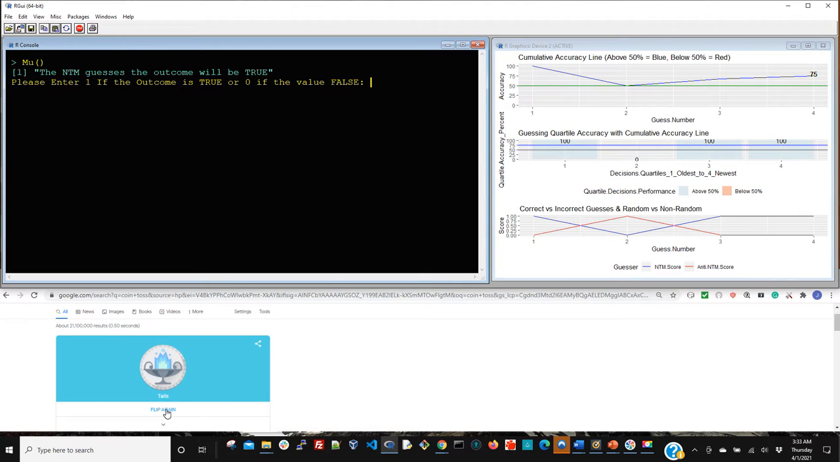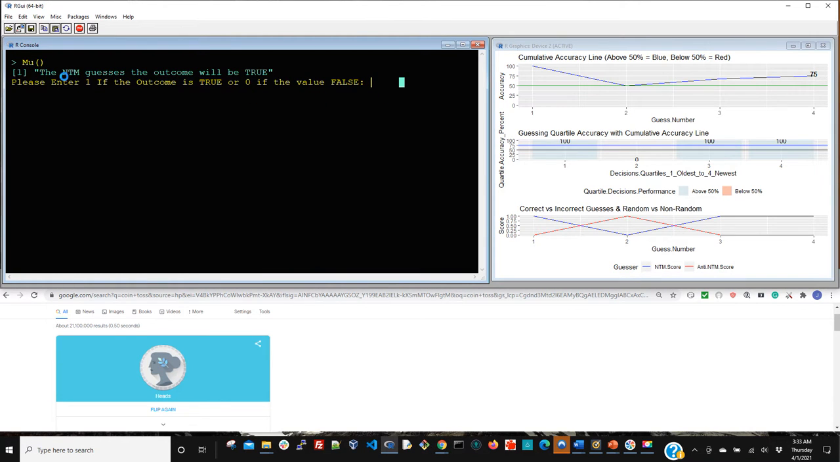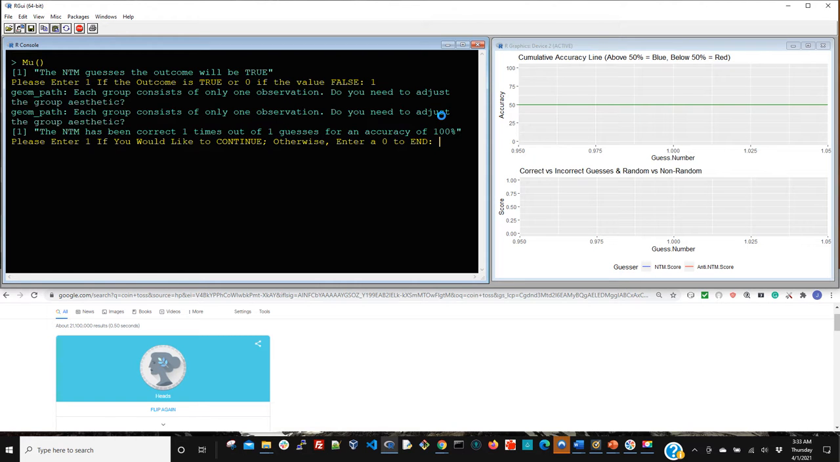So we're going to go ahead and flip, and it comes up heads. So the computer was right, and we tell it that it was heads by putting in a 1. That comes up, and we have a new set of graphs here on the right that are generated to tell us how our computer is doing, which I'll explain as we get more data points.